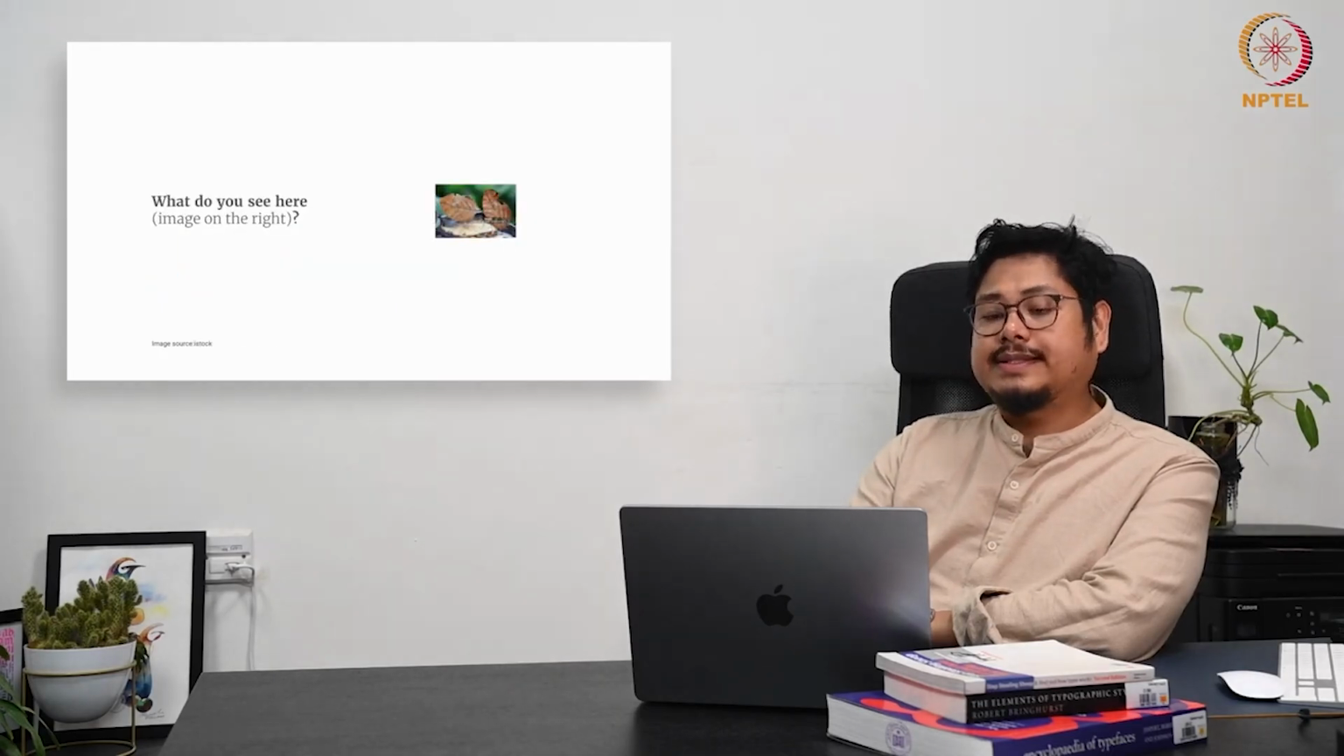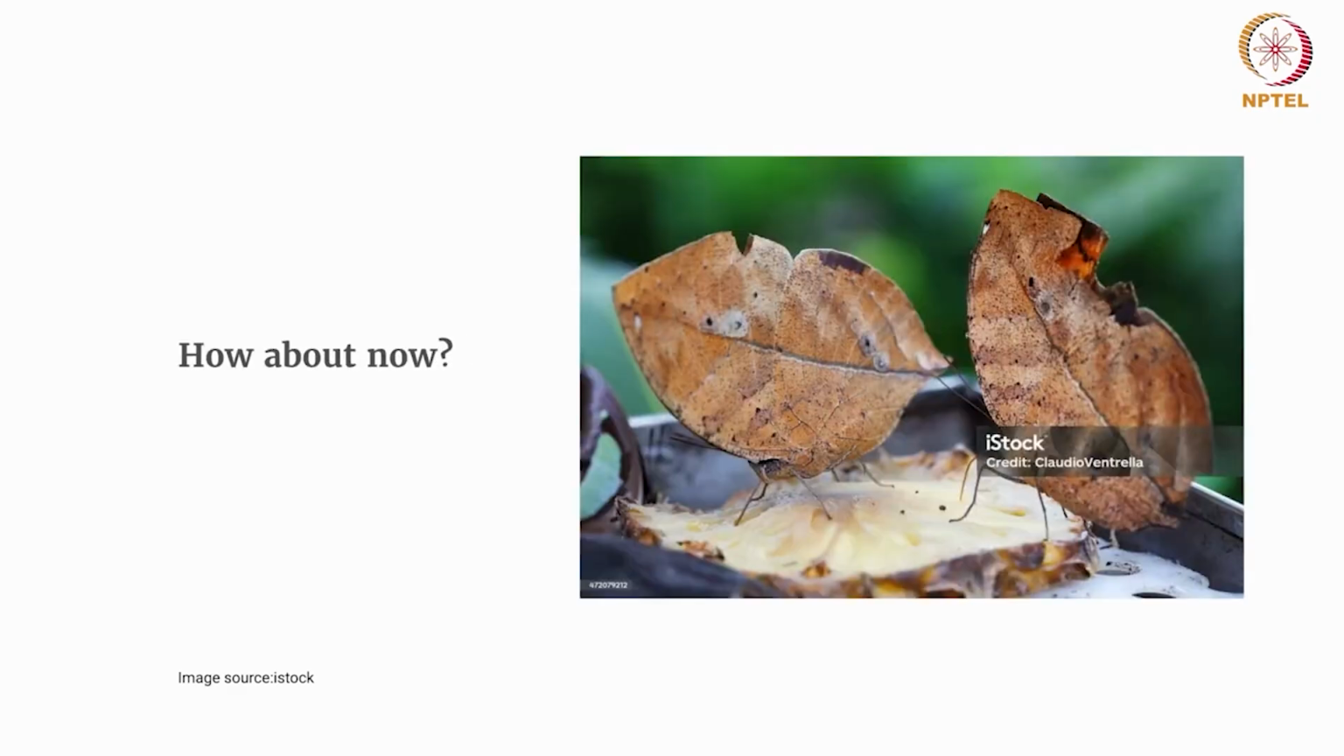So let's do another exercise. What do you see in the image on the right? These are leaves, right? You can see two leaves. You are looking at two dried leaves, right? Now, how about now? When I zoom in, I'm pretty sure your eyes can see some of the details, which is again changing the narrative.